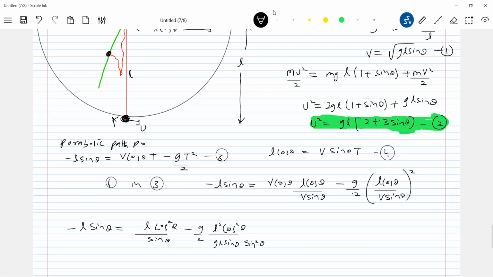V square is what? GL sine theta, sine square theta, L cos square theta. So I think L, G also get cancelled. So what equation will we end up with? Only theta: sine theta, cos square theta, sine theta, minus cos square theta, 2 sine cube theta. What is the value? Sine theta is 1 by root 3. 1 by root 3, sir. 1 by root 3. Yeah?